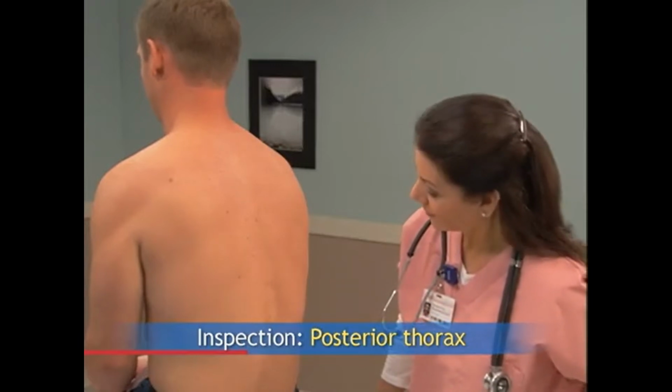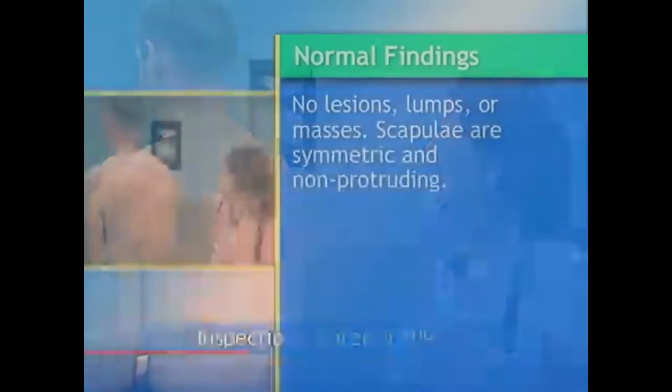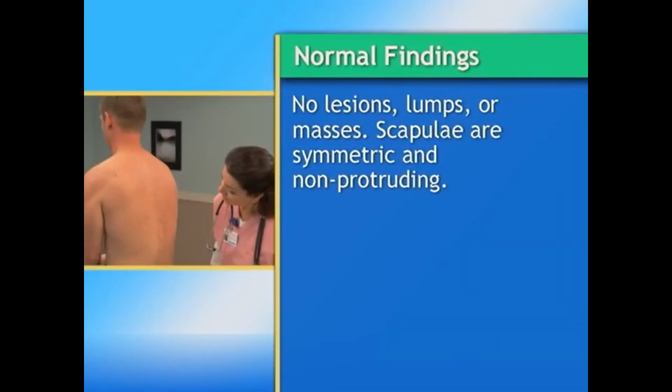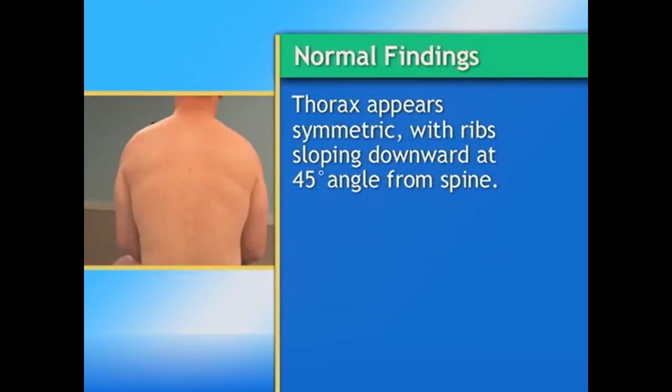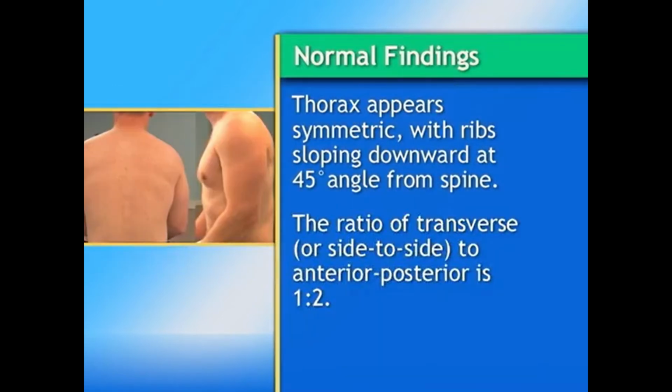Look for lesions and observe for configuration. No lesions, lumps, or masses. Scapulae are symmetric and non-protruding. Shoulders and scapulae at equal horizontal positions. Spinous processes are midline. Thorax appears symmetric, with ribs sloping downward at 45-degree angle from spine. The ratio of transverse, or side to side, to anterior-posterior is 1 to 2.